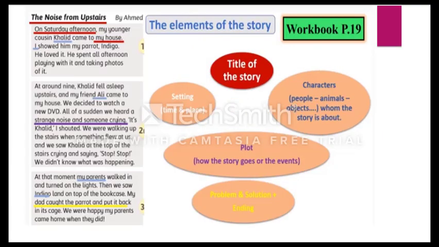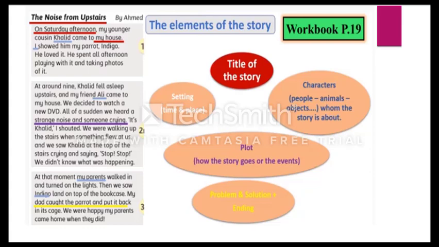Okay, my dear students. In our workbook page 19, we have this story. Let's apply or find out the story elements of this story. The first thing is the title of the story. The title here is The Noise from Upstairs.